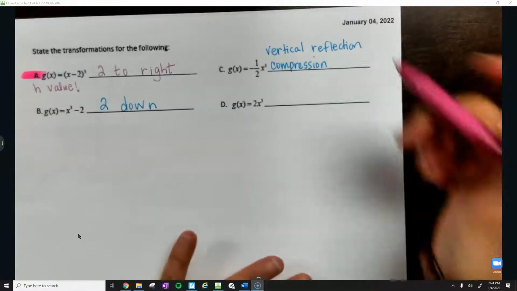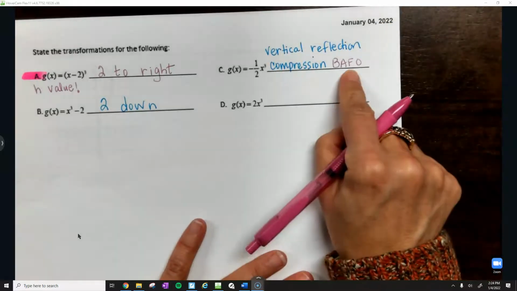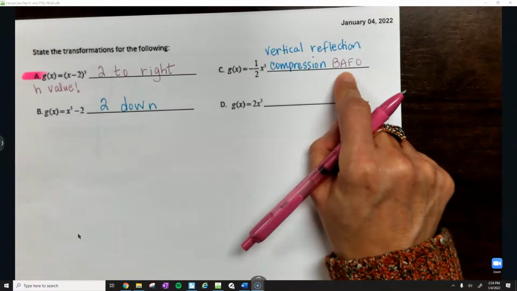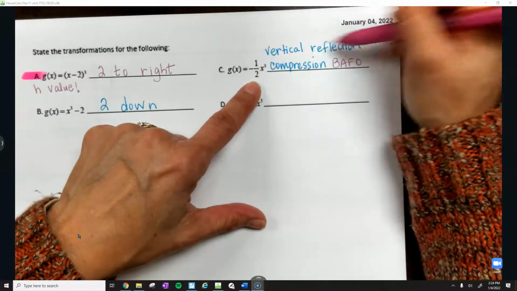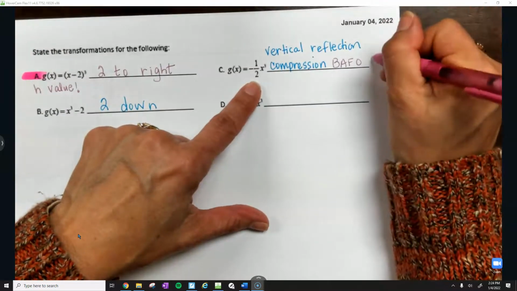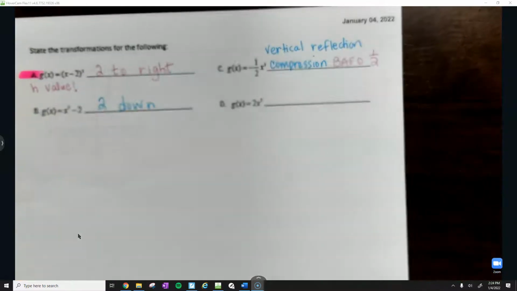Now remember, sometimes I might ask you the compression is by a factor of. And remember, it's just a number. Don't write negatives because negatives belong to the vertical reflection. So this is by a factor of 1/2.